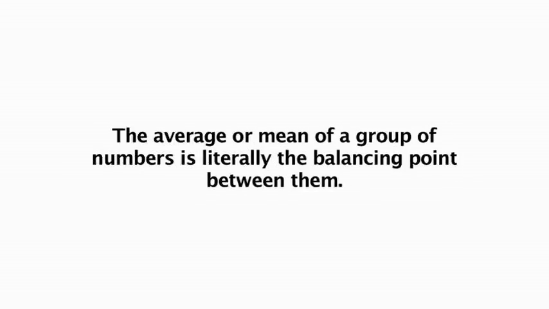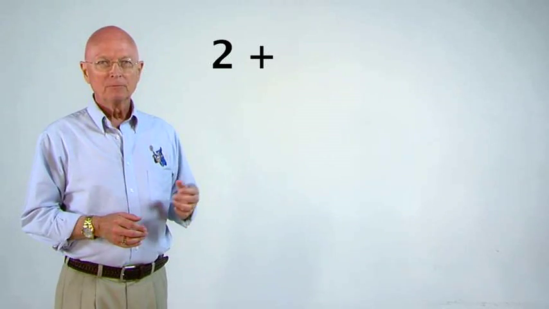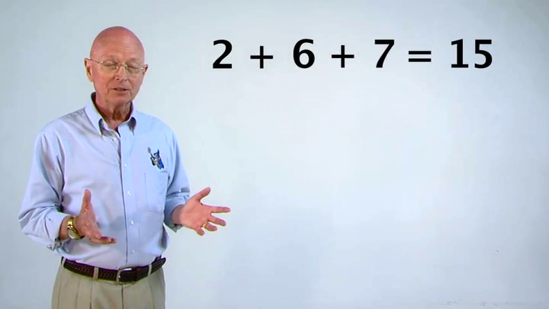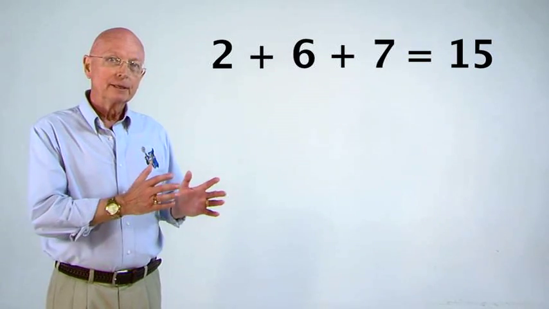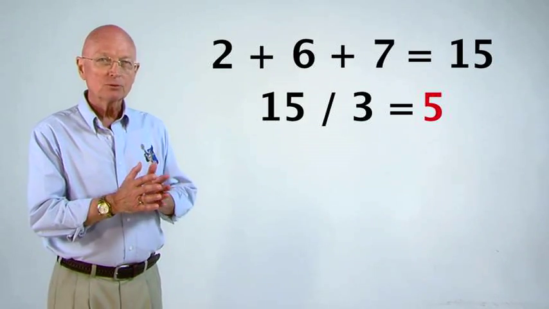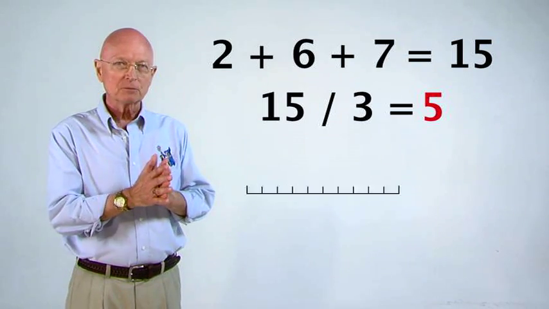The arithmetic average, or the mean of a group of numbers, is literally the balancing point. It's just like a teeter-totter or a seesaw. Let me give you an example. If you had to average the numbers 2 and 6 and 7, you add those up and you get 15, don't you? Now, you divide by 3, the mean is 5. So let's really look and see what that 5 represents. It represents the balancing point.